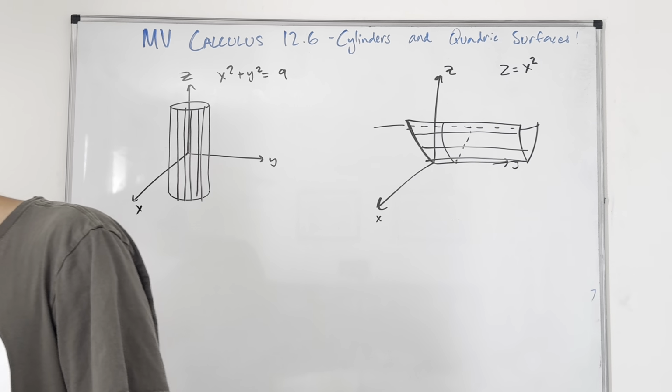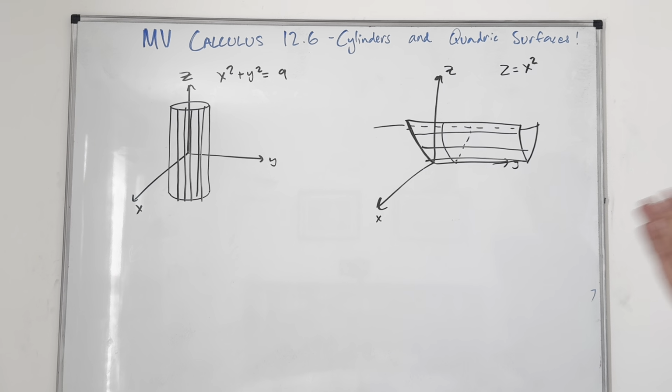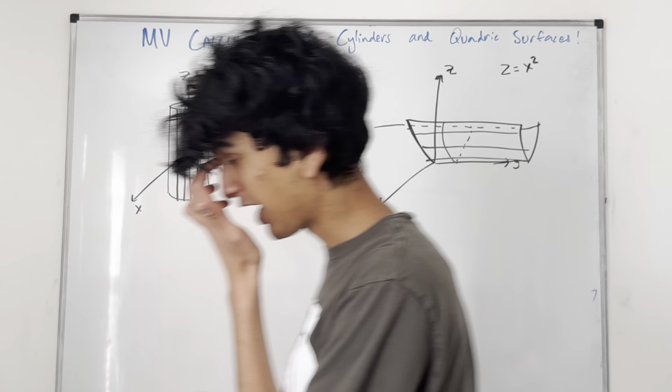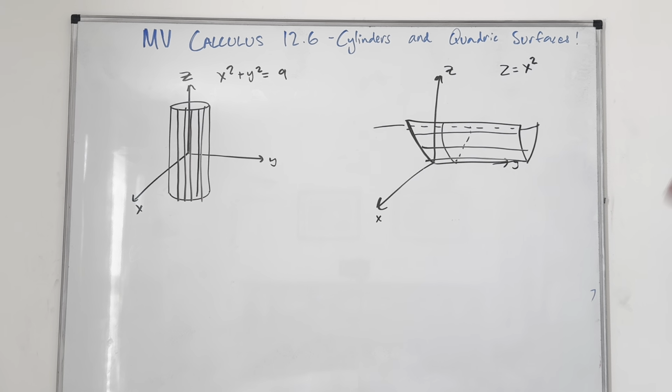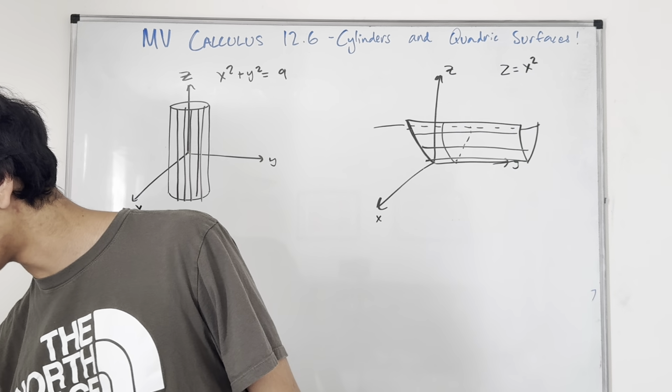These are called cylinders. They're literally surfaces that contain these rulings that are parallel to some sort of axis. And what you notice is, hey, an equation for a cylinder would not have one of the 3 variables. Now let's talk about quadric surfaces.